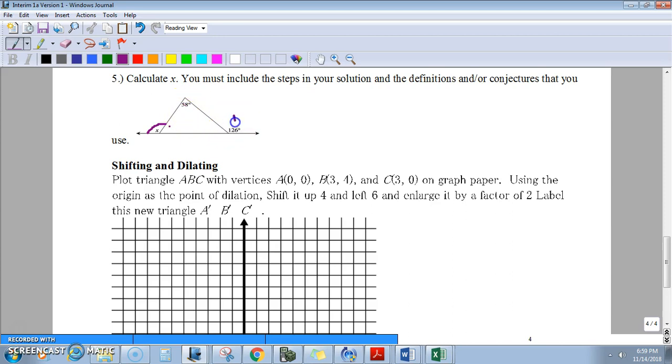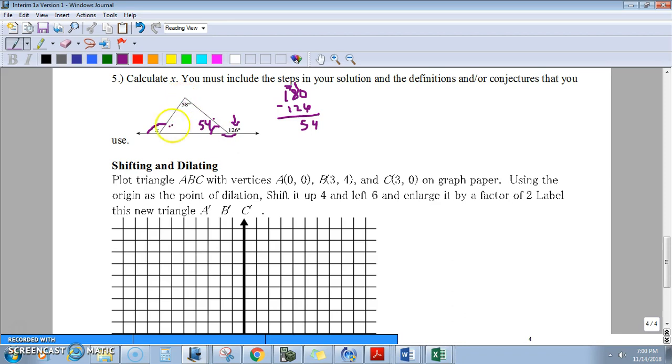If we look over here at this angle 126, I know that this angle must be the rest of 126 to get to 180. So I have 180 minus 126 is going to be 54. So this is going to be 54 degrees because 54 and 126 is 180, and these two angles are supplementary.